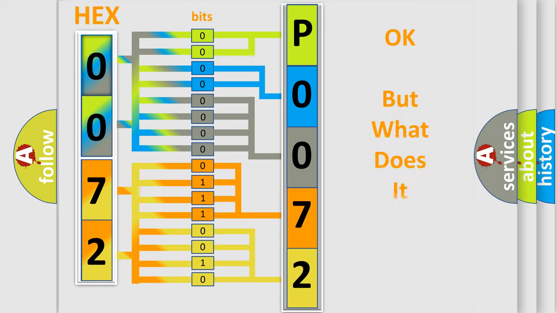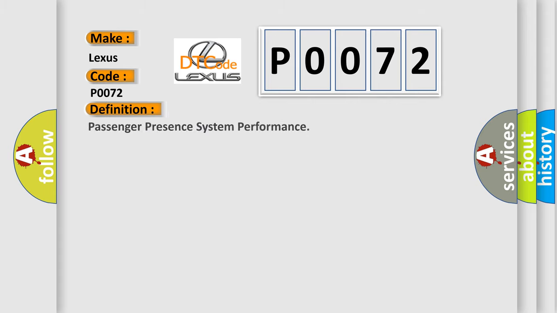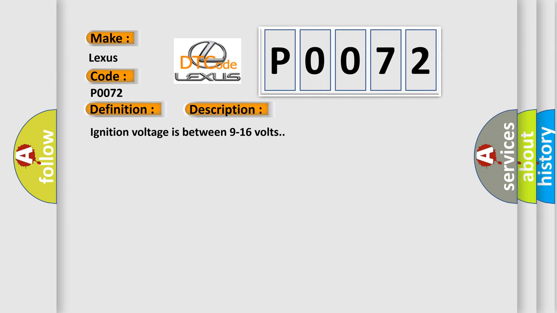The number itself does not make sense to us if we cannot assign information about what it actually expresses. So, what does the diagnostic trouble code P0072 interpret specifically for Lexus car manufacturers? The basic definition is passenger presence system performance. And now this is a short description of this DTC code. Ignition voltage is between 9 to 16 volts.